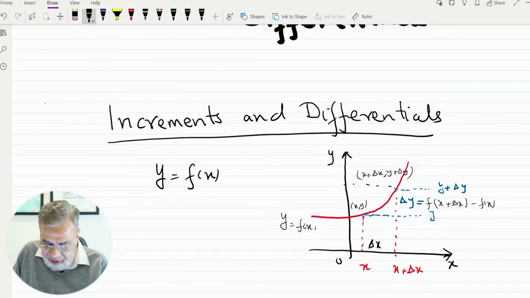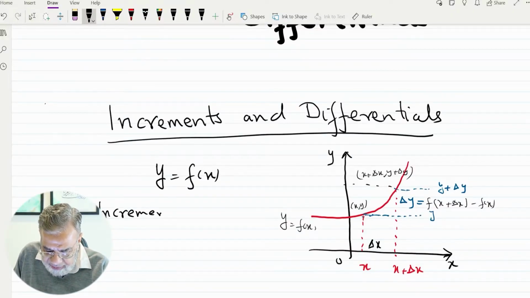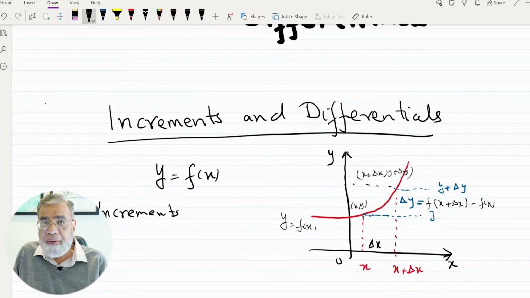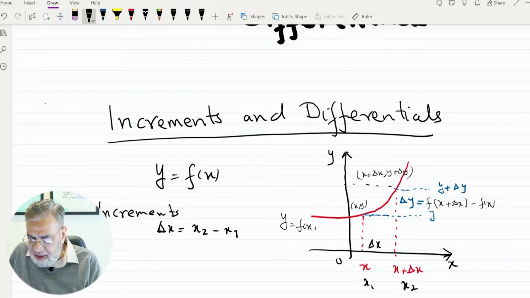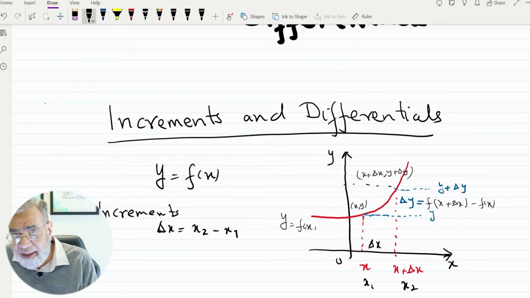When we want to find delta x, it's very easy, but when we want to find delta y, that is going to change with the function. So we can have our delta x, which we call the increments. Increments are defined in the variables. Our independent variable is x and dependent variable is y. Say this is my x1 and this is my x2. I can define delta x as x2 minus x1. You can see x plus delta x minus x becomes delta x.